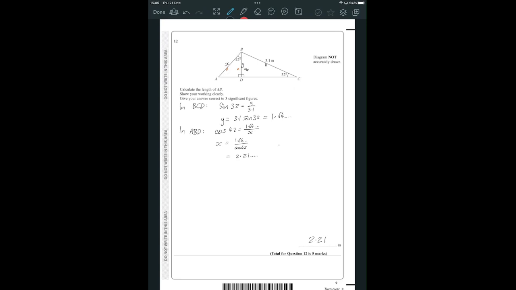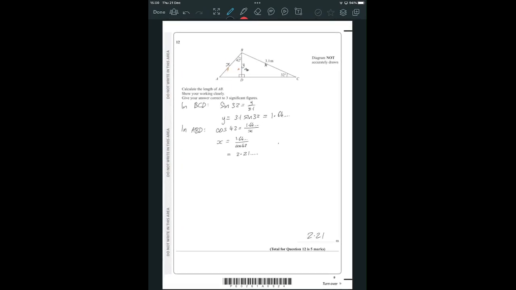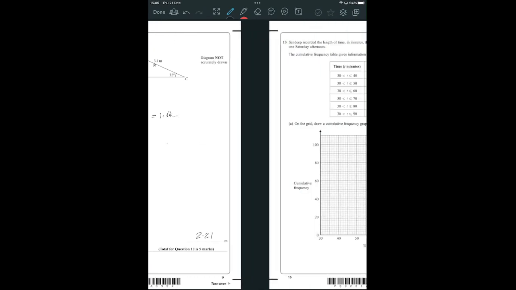It is also worth, in these kind of questions, just checking, does that answer seem reasonable? The only other length we had was 3.1, so 2 point something does seem quite reasonable, definitely, as AB does look a little shorter than BC.